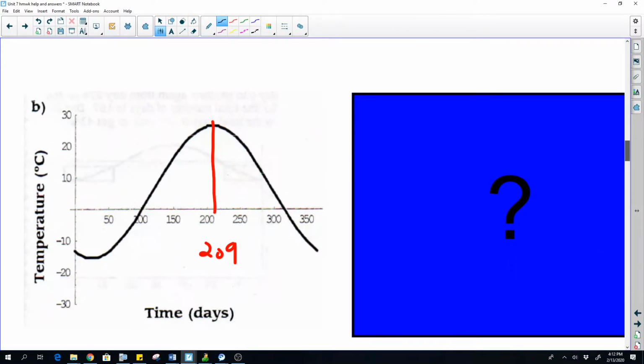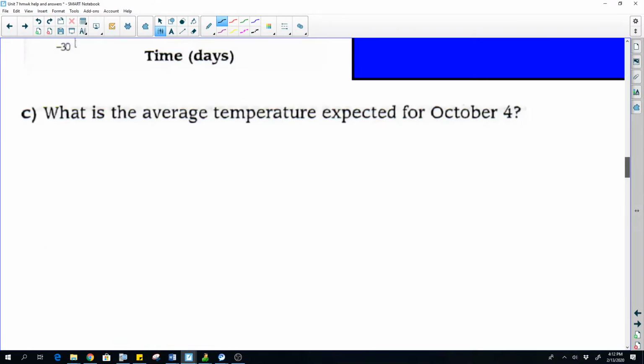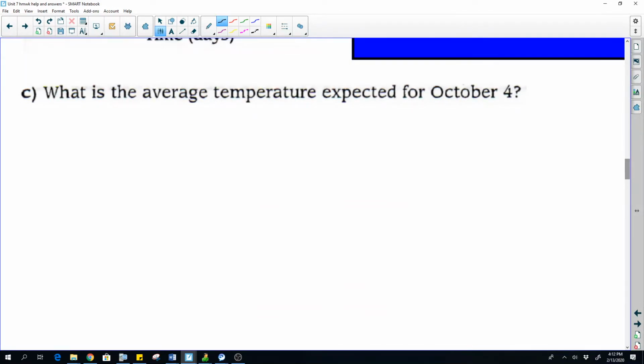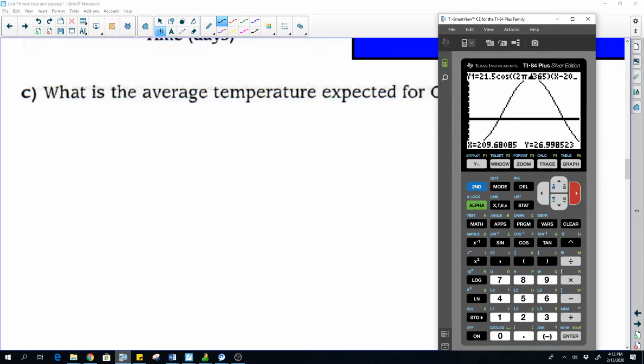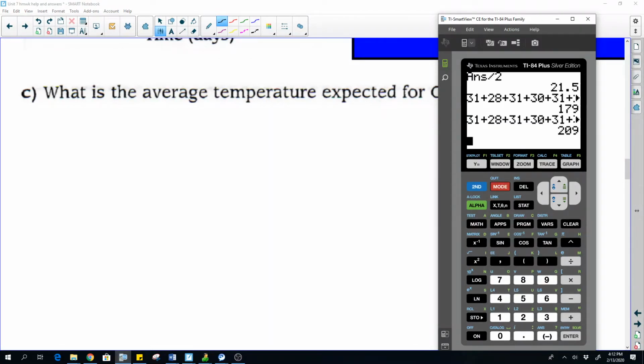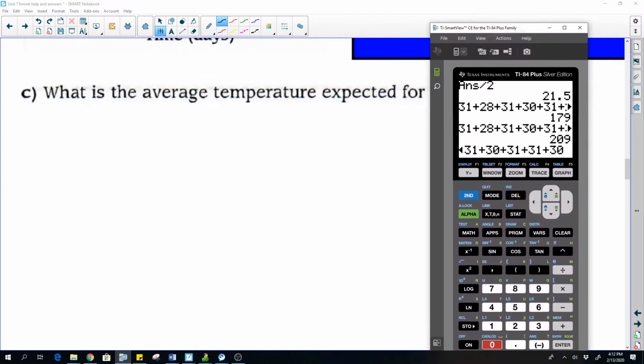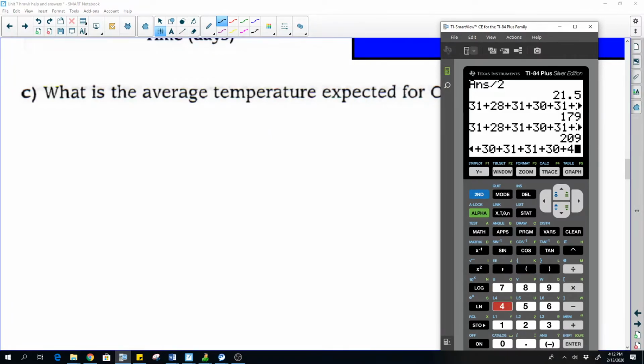And then, excellent. Okay, so then what is the average temperature expected for October 4th? So first, we have to find what October 4th is as an x value. Oh no. So we're going to go ahead and carry on all these, adding with all these months. So this goes to July, remember, July 28th. So if we change that to 31, plus 31 for August, plus 30 for September. So we have July, August, September, and then October 4th. So we're just going to add 4 now. So that gives you how many days? So October 4th is 277 days.